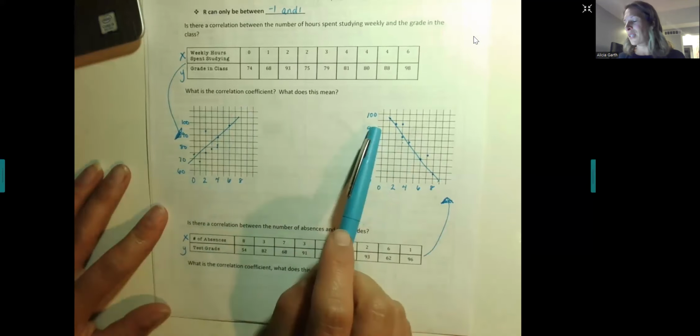All right, so you've put these on your scatter plot. You can see that one is a positive correlation. If I was riding a roller coaster, I'd be going up the hill, positive, and one is a negative correlation. Now, we want to know what that R value is. So what we're going to do is put that into our calculator.